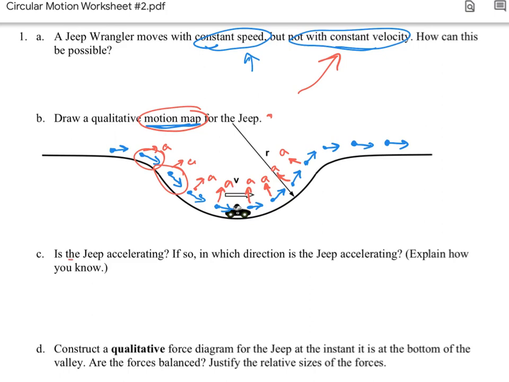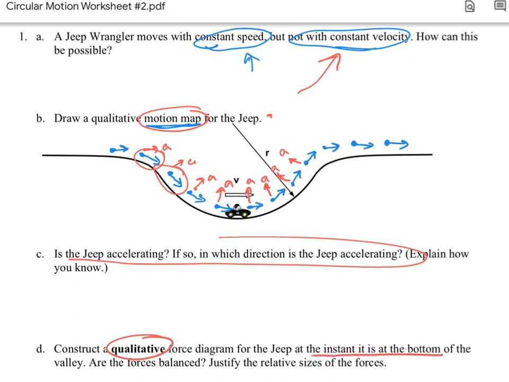I'll let you answer this question here. Okay, so let's look at part D down here. Construct a qualitative force diagram for the Jeep. Qualitative meaning, not quantitative. We're just going to show the lengths of each force that's appropriate, the length of the arrow that represents the magnitude of that force. For the Jeep, at the instant it's at the bottom of the valley. Okay, so that would be as it's shown right here. The instant it's at the bottom of the valley. Are the forces balanced? Justify the relative sizes of the forces.